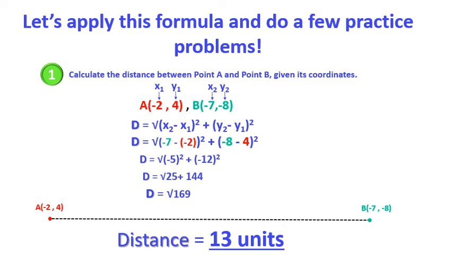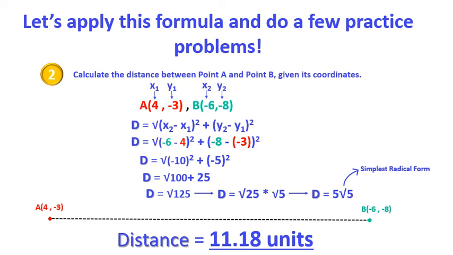We'll plug it in as the square root of (-7 minus -2) squared plus (-8 minus 4) squared, in which -7 minus -2 becomes -7 plus 2. And this will translate to the square root of (-5) squared plus (-12) squared, which once again translates to the square root of 25 plus 144, which equals the square root of 169, and ultimately equals 13. Thus, the distance between points A and B is 13 units.